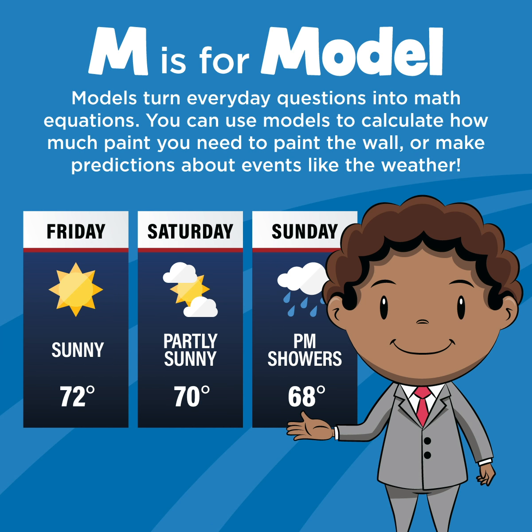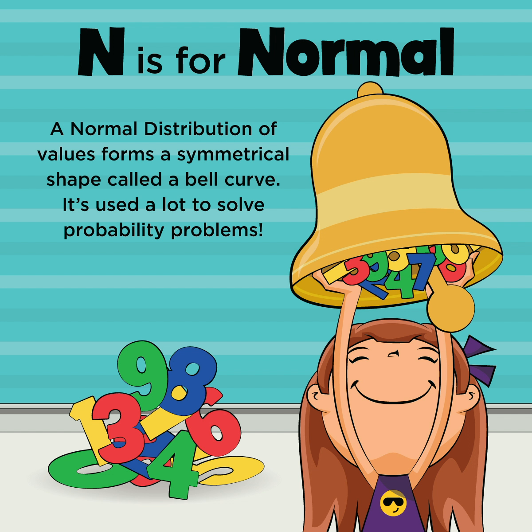M is for Model. Models turn everyday questions into math equations. You can use models to calculate how much paint you need to paint the wall, or make predictions about events like the weather. N is for Normal. A normal distribution of values forms a symmetrical shape called a bell curve. It's used a lot to solve probability problems.